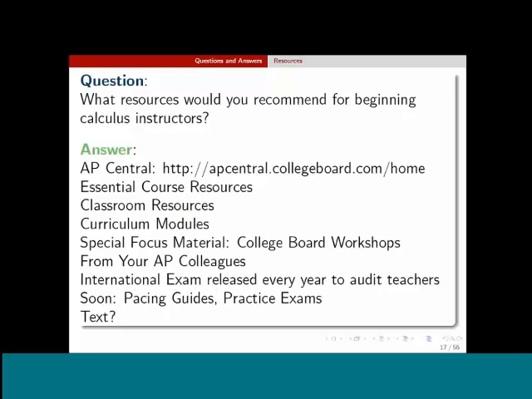Now, when you download the curriculum framework, I think there's something in there about this, but I'll let you know anyway. There are some pacing guides being developed. There'll be 3 or 4 of those that will be available soon. And there will be a practice exam. I don't think that's plural, but there's a practice exam that will be released very soon too. I think either late this summer or early fall.